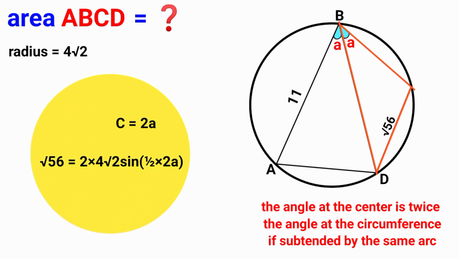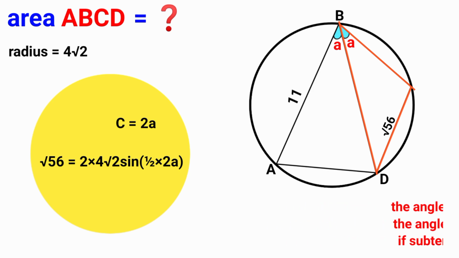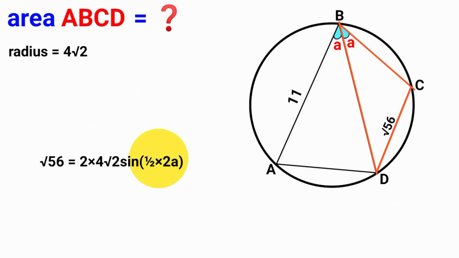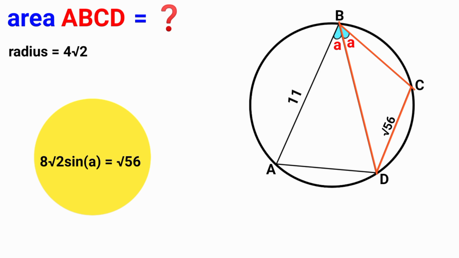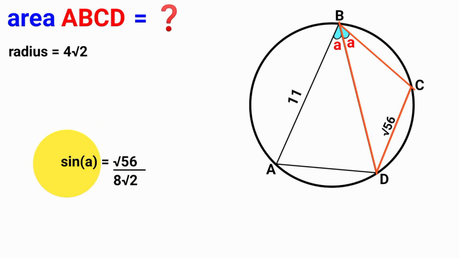So root 56 equal to 2 times 4 root 2 times sine 1 over 2 times 2A. 1 over 2 times 2A is A. Here 2 times 4 root 2 is 8 root 2. So root 56 equal to 8 root 2 sine A. Transposition now. 8 root 2 sine A equal to root 56. Divide both sides by 8 root 2. Here 8 root 2 cancels 8 root 2, while here root 56 over 8 root 2.